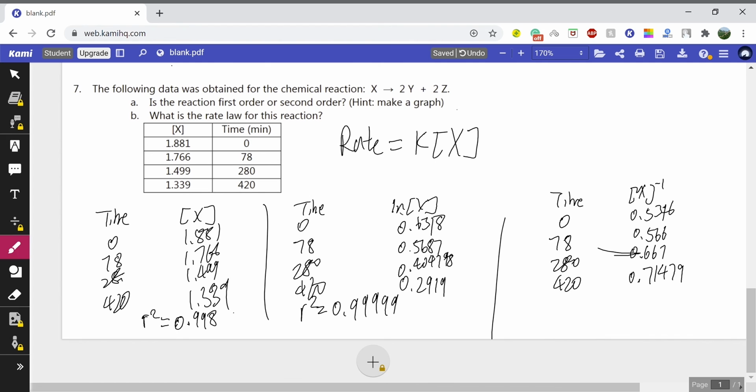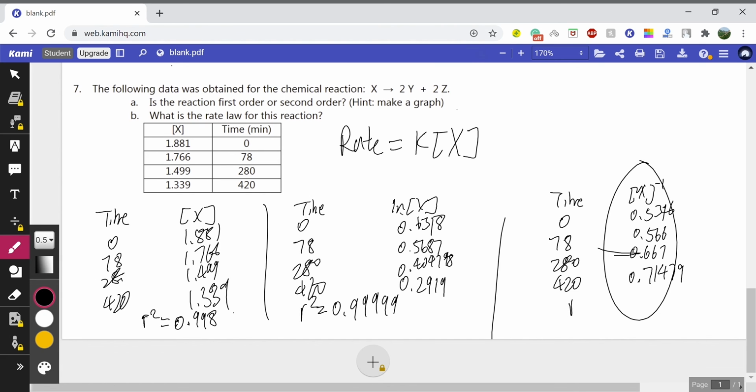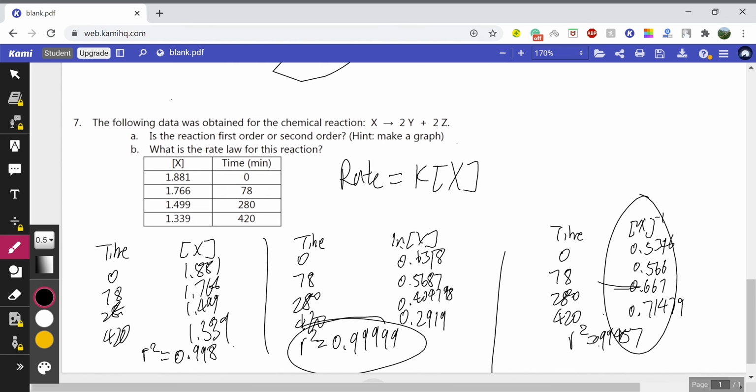Finally, we'll go to edit again and type in the third column. So we have 0.5316, 0.566, 0.667, and 0.71479. So we'll go to stat again, go to calc, go to 4, and that gives us r squared as 0.99457. Now which one is the closest to 1? It's going to be the second one, which means this is the most linear.